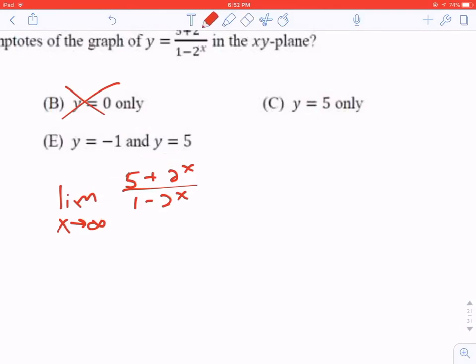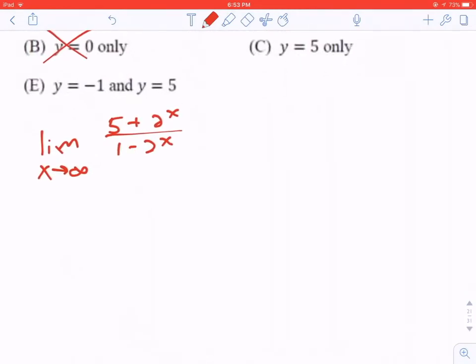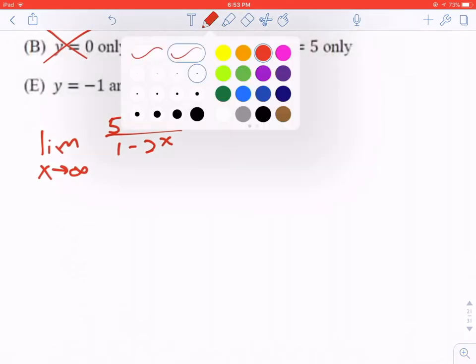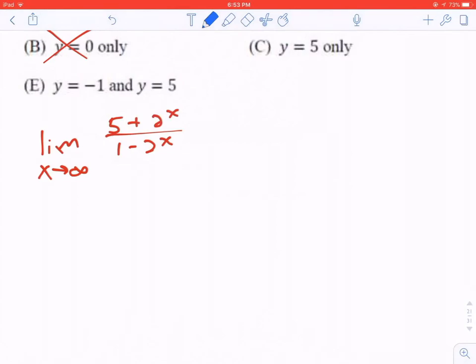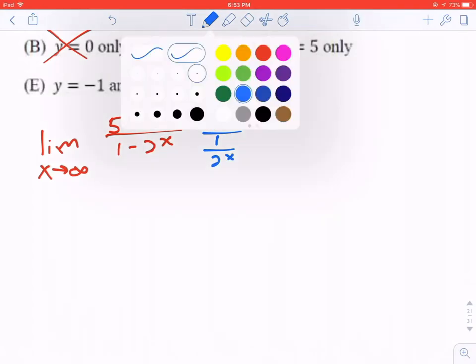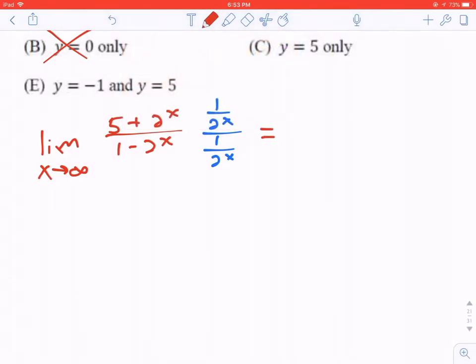But here's what I know. If I have fractions in which the bottom is approaching infinity, that part of the fraction is going to approach 0. So I want to manipulate this problem so that I have that. And to do that, I'm going to multiply the top and the bottom of the fraction by 1 over 2 to the x. This is really, really awesome. When we do that, let's see what happens.